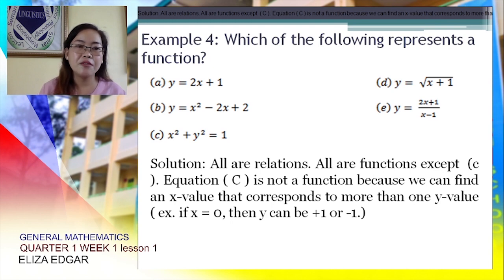Equation C is not a function because we can find an x value that corresponds to more than one value of y. For example, if x equals 0, then y can be positive 1 or negative 1.